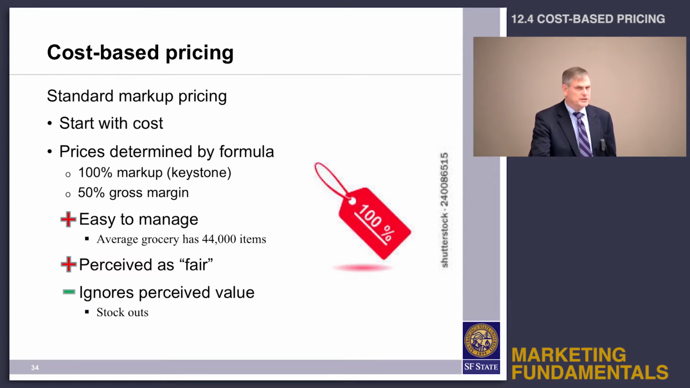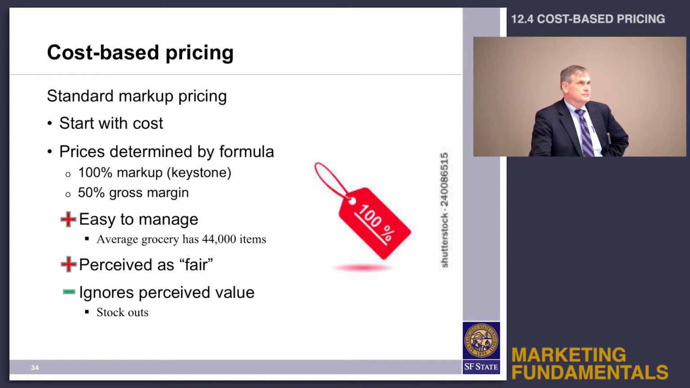There's a term in retailing called a keystone. Anybody heard of the keystone? A keystone is 100% markup, where you double the price. So your cost of goods sold is half of your retail price. That's kind of a benchmark, and different industries will have more or less than a keystone.